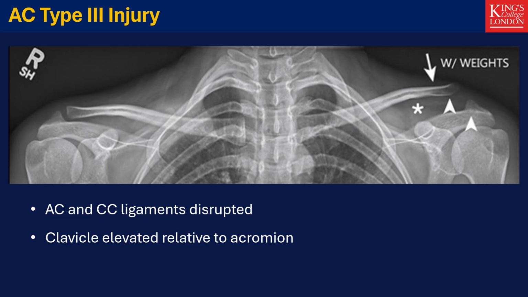Widening of the acromioclavicular joint and an increased distance between the clavicle and the coracoid process indicated by the asterisk are apparent. The contralateral right side shows the normal relationships of these structures.